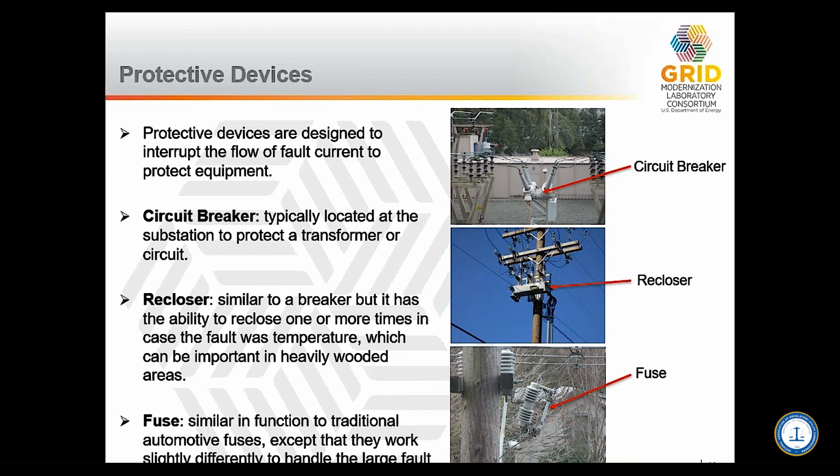The first one is a circuit breaker. There's a picture of that in the upper right-hand corner. This is actually a gas-insulated breaker, and they're typically located at the substation. They're used to protect the transformer or an entire circuit. When a fault occurs, they open. They can also be remotely operated to open as well.